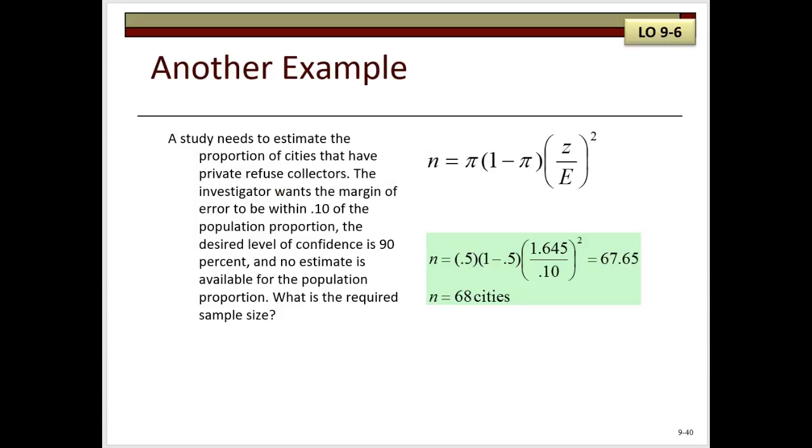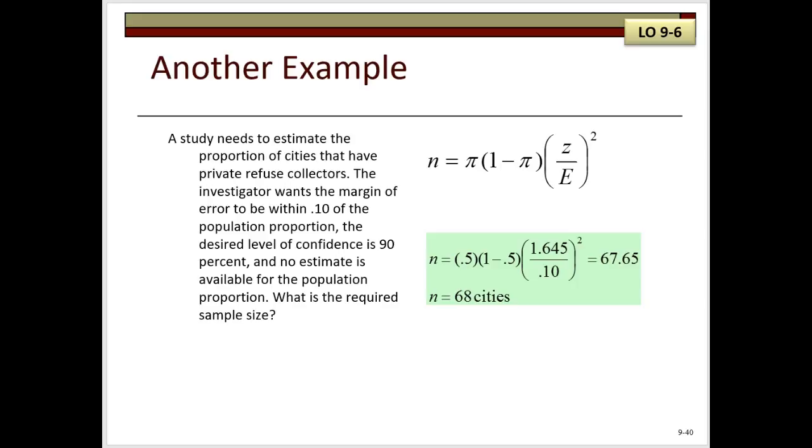So what do we do if an initial estimate of the proportion is not available? The example on this slide shows how to compute the minimum sample size for estimating the true proportion when a 90% confidence level is desired, and the estimate is to be within 10 percentage points, or within 0.10, of the true proportion. Since an initial estimate of the population proportion is not given or is unavailable, in this case we use pi equals 0.5 in the formula.